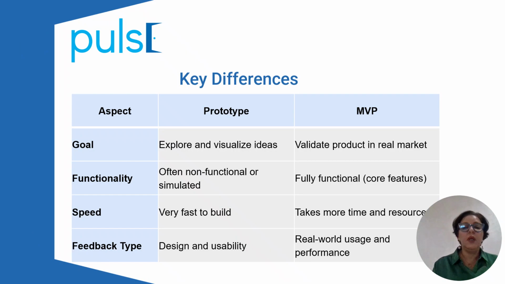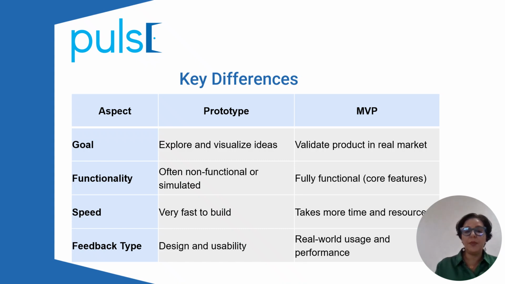So key differences, of course: the goal of the first one, the prototype, is to explore and visualize ideas, while the other is to validate, because in the other we have a real product. The functionality of the first is non-functional or simulated, and the other one is fully functional with the core features because we are putting it into the market. The speed of the first one is very fast to build, and the other one, of course, takes more time and resources because we get inspired from the first one.